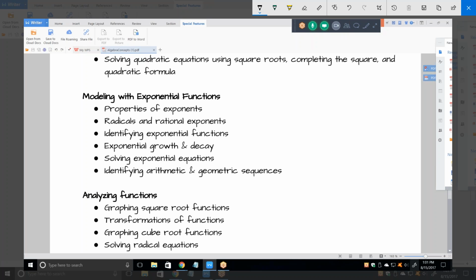All right, so we just covered that. Pretty good. Radicals and rational exponents. Is that equal to?